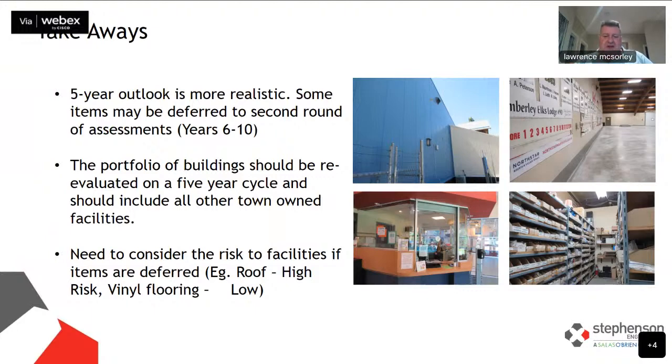So the roof or a boiler, if that fails, the building could have to shut down until it gets replaced. Flooring and paint are things that have a lower risk, so those could get slid to the next 5-year period. They're not as critical. Things might not look so good, but you could let them go a little longer if you needed to. The next slide.